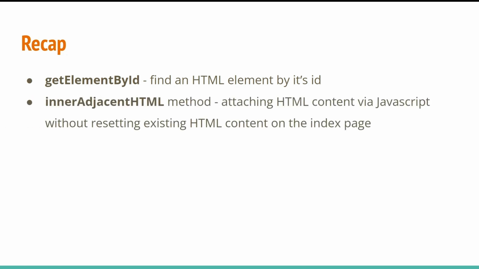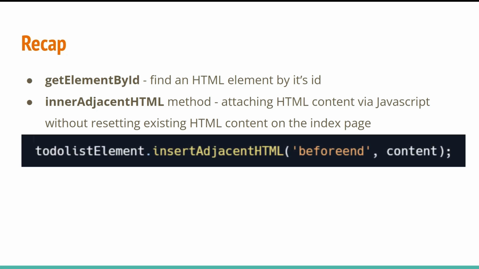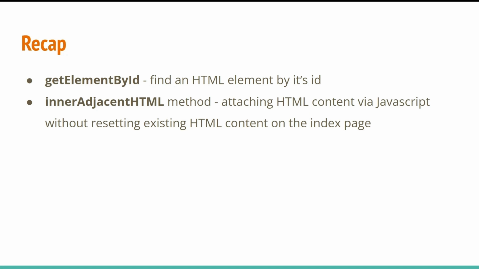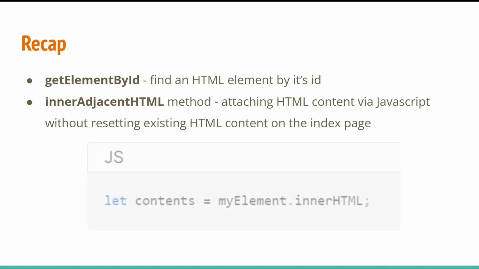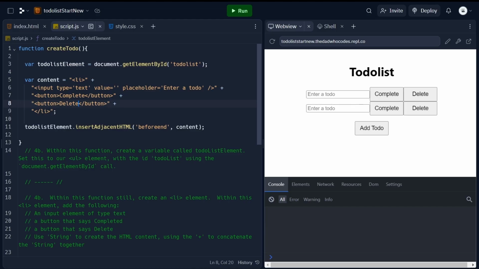We then use the insertAdjacentHTML on the output of what we found with the getElementById in order to attach HTML content via JavaScript to a position of our choice. We use the insertAdjacentHTML so that it doesn't reset existing HTML content. You can actually try a different method that does a similar thing called innerHTML just to see what I mean. And with that, that's the end of part 2.